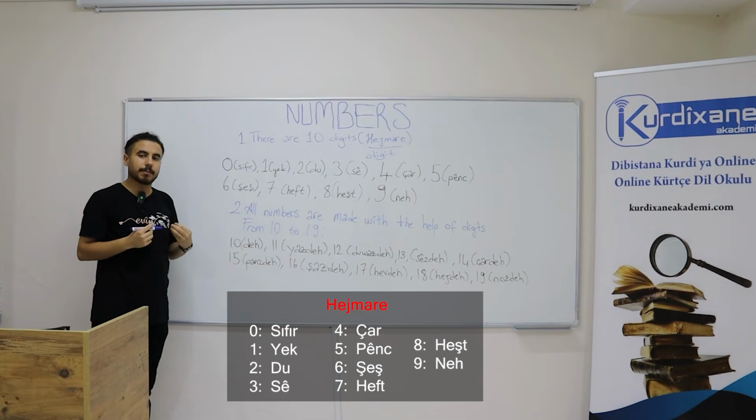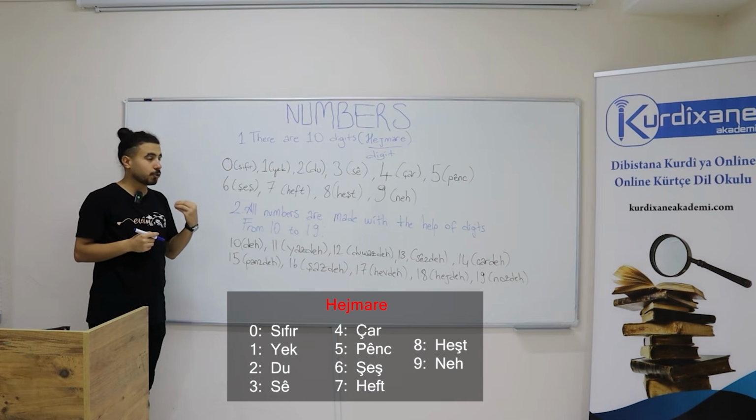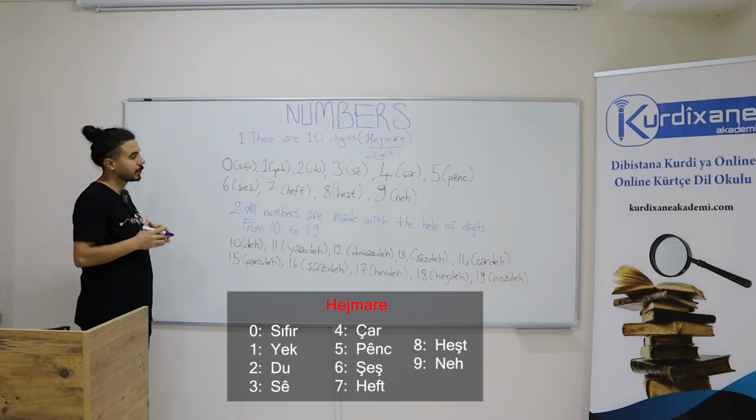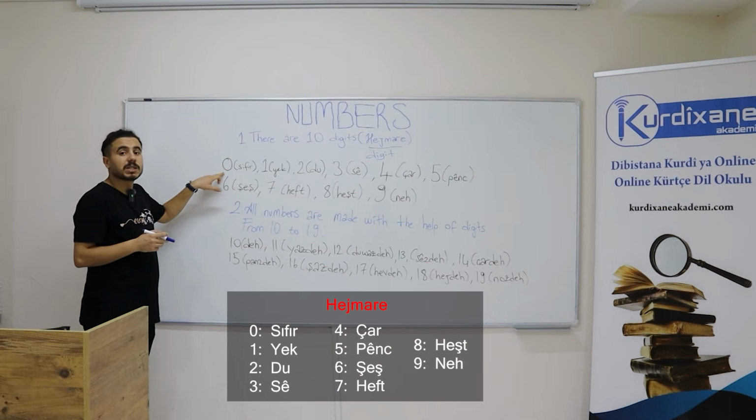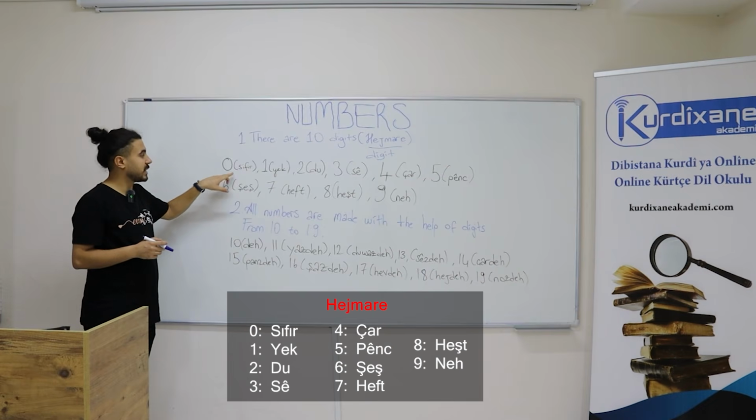So let's learn them one by one. Pay close attention to my pronunciation and try to pronounce them as correctly as possible. So let's get started. Sıfır.